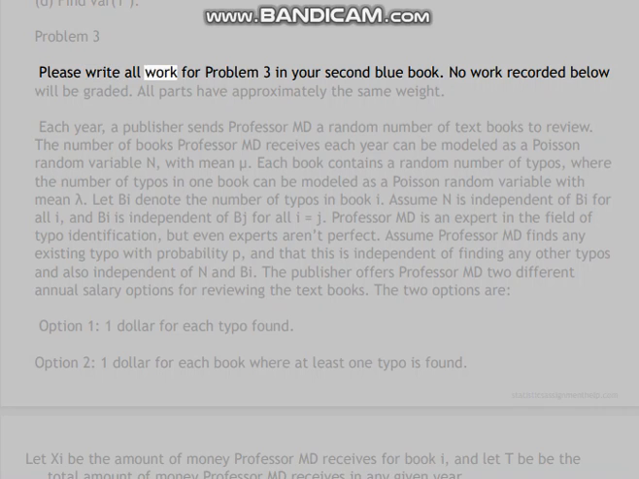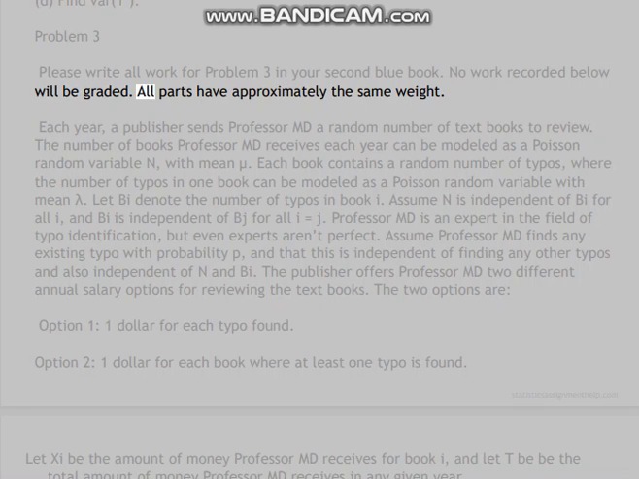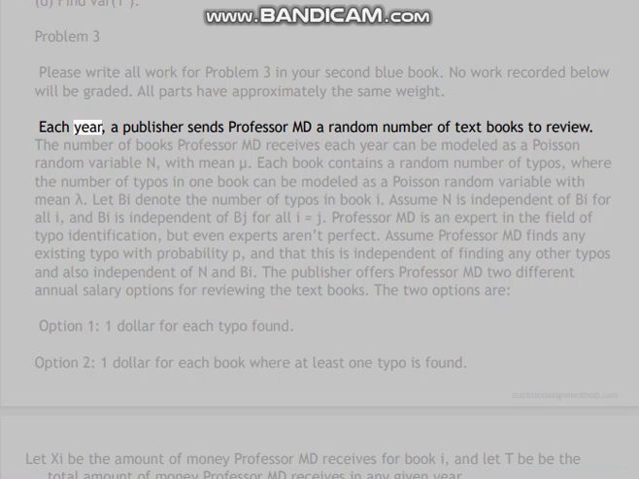Problem 3. Please write all work for problem 3 in your second blue book. No work recorded below will be graded. All parts have approximately the same weight. Each year, a publisher sends Professor MD a random number of textbooks to review.